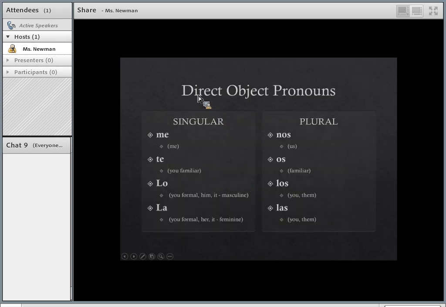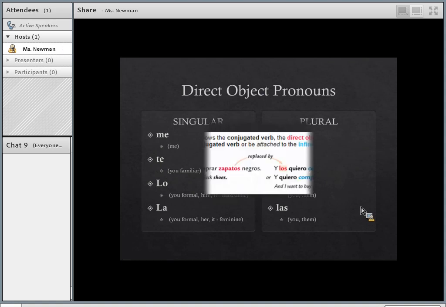Okay, here is our chart of direct object pronouns. Me, te, lo, la, nos, os, los, las. So you might recognize some of these: me, te, nos, os. Those are used as pronouns for other verbs. These are when we're referring to an item, right? So lo is masculine and singular, la, feminine, singular. And then here are the plural versions, los and las. So it's a direct object pronoun chart.